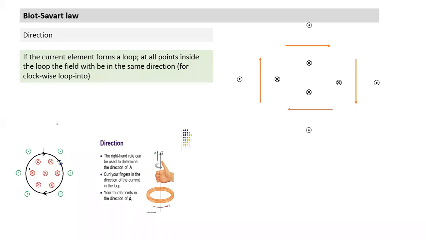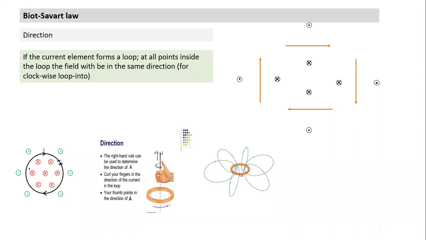This is an important point: if we have a loop which lies in a plane, and I draw a plane containing that loop, inside the loop the field will be in one direction, and outside the loop the field will be in the opposite direction. And to visualize field lines, they may look something like this. In three-dimensional space, field lines will look something like this.